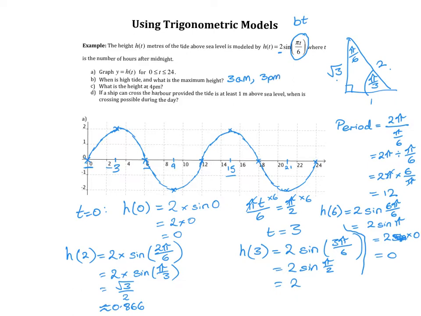And what's the height? Well, the height, the h value is 2. So the height is 2. And we're in meters, so we can say meters. What is the height at 4 p.m.? Okay, so now using our graph, we would approximate to be a bit under 2. So let's approximate that to say 1.8.